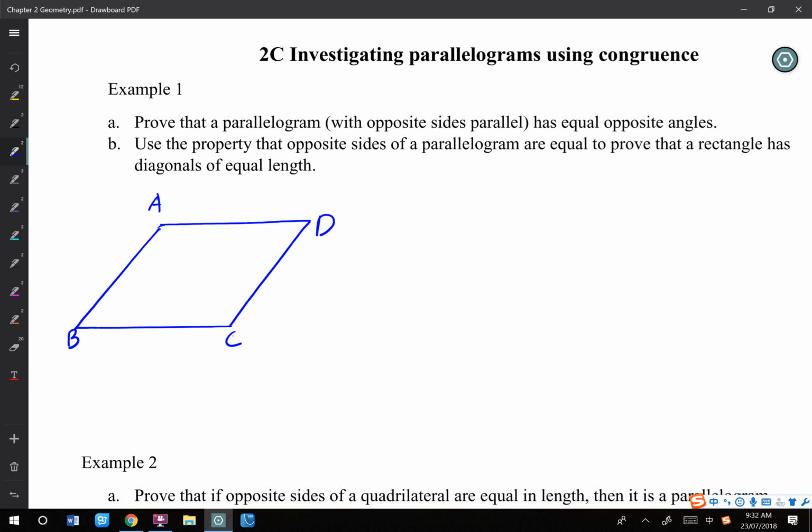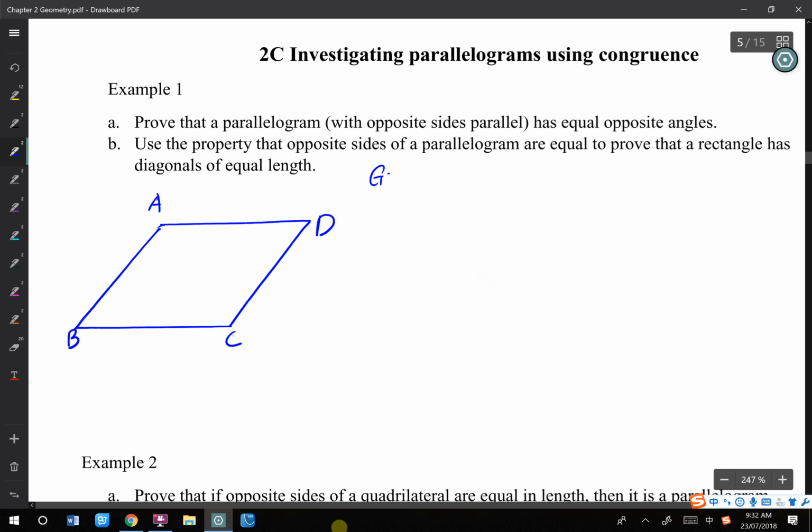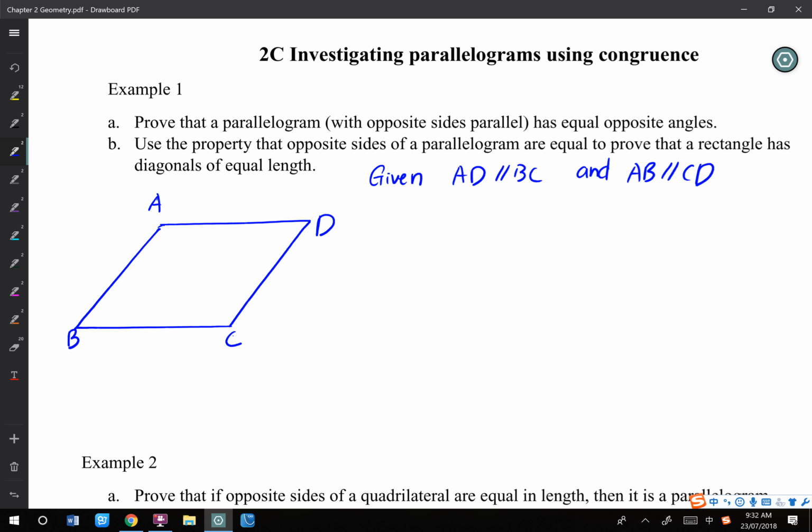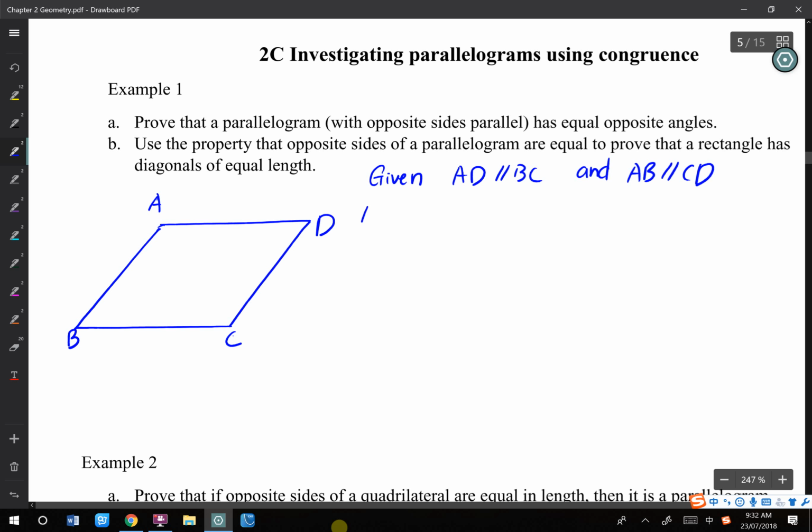According to this question, what is given is AD parallel to BC and AB parallel to CD. That's something given to us. AD parallel to BC and AB parallel to CD. That's something we know. Okay, what is it asking? It asks to show angle B equals angle D and angle A equals angle C. This is what requires us to do.